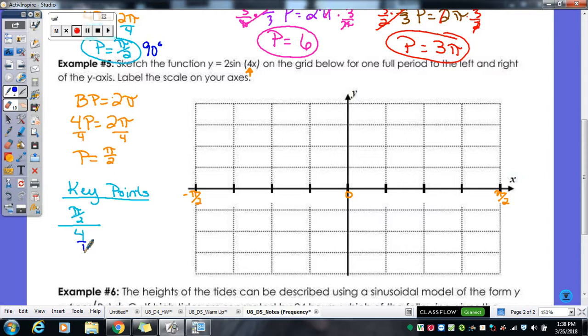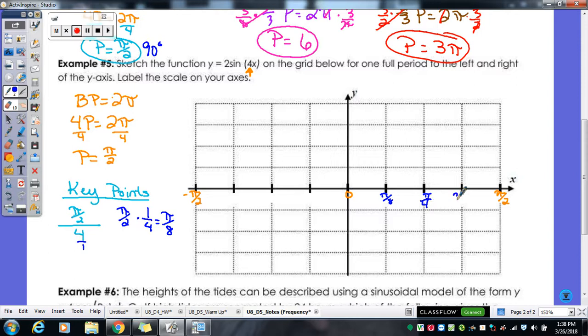So if I put my 4 over 1, I have a fraction divided by a fraction. How do we do that? Keep, change, flip. Pi over 2 times 1/4 gives us pi over 8. So that means each little tick mark on our graph represents pi over 8. So this would be pi over 8. The next one would be 2 pi over 8, but can I reduce that? Yeah, what does that reduce to? All right, so I'm going to change that to be pi over 4.